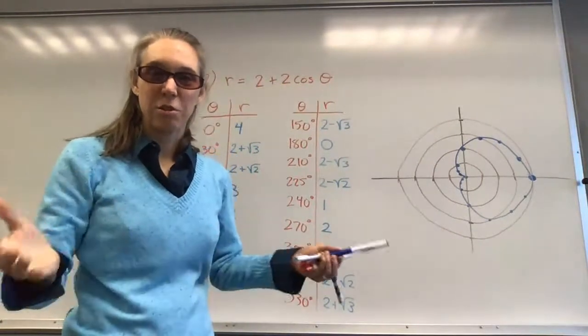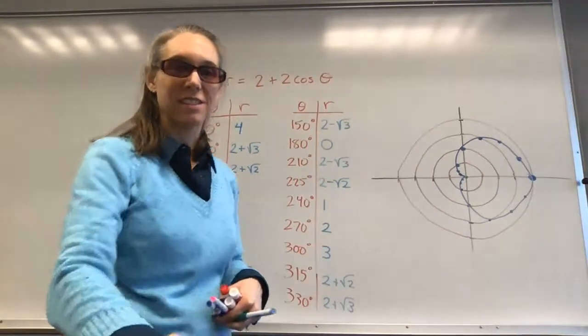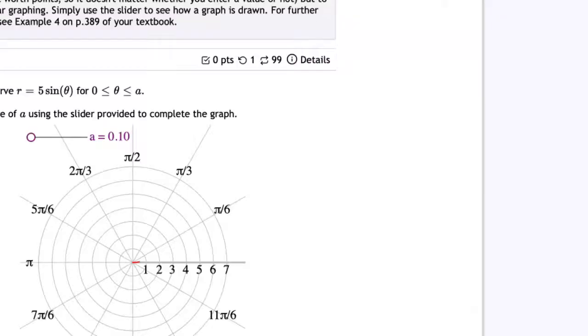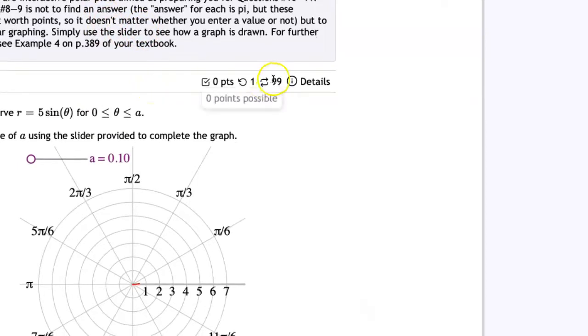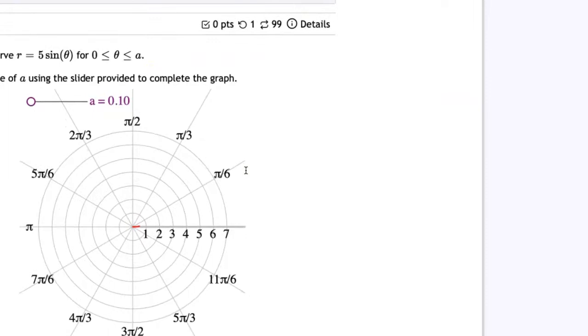So that is how you graph using polar coordinates. Let's take a look at my open math. By the way, that heart that I just drew, the technical name for it in math is the cardioid. What you're going to be doing for questions 8 and 9 is you're not going to be scoring points for these. These are 0 points possible, but this will give you an opportunity to graph without having to do all the hard labor that I just did.